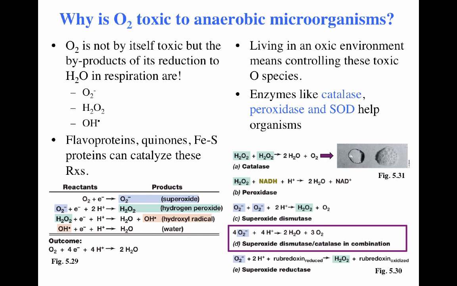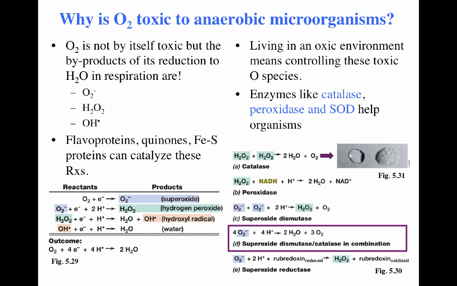Peroxidase also eliminates hydrogen peroxide, now by using also NADH, and that's going to generate water molecules and NAD+. Now, the superoxide ion is a little bit more tricky to eliminate because the enzyme that has that job, superoxide dismutase, is going to take two superoxide molecules with two protons and convert that into a hydrogen peroxide and an oxygen molecule.